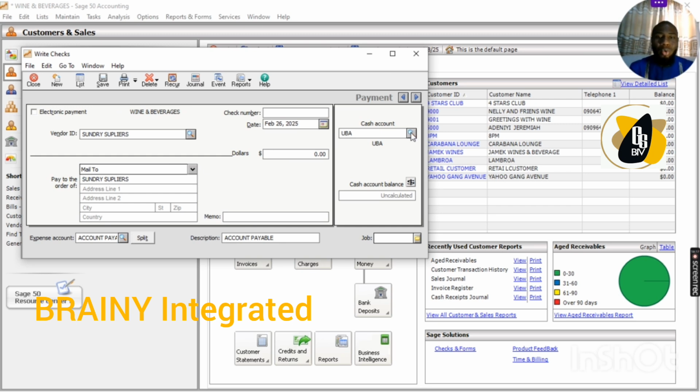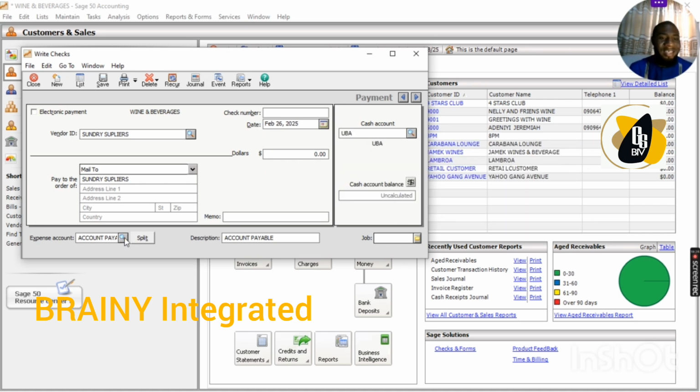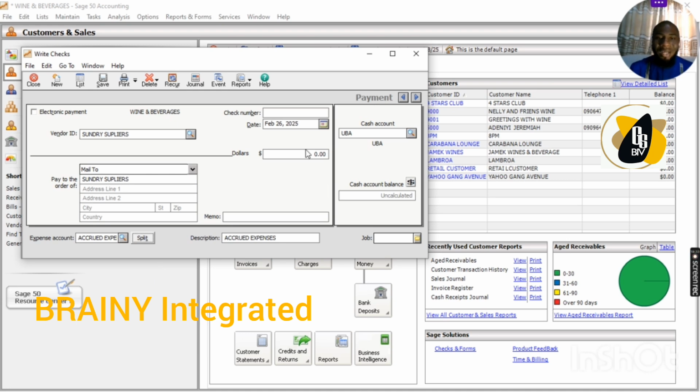Okay, so now which account? Of course, I'm using UBA, which is the company's bank account. And the next thing is I'm going to be debiting the accrued expense. Accrued expense with how much? With 3 million naira. So once I do this, I can now click on save.